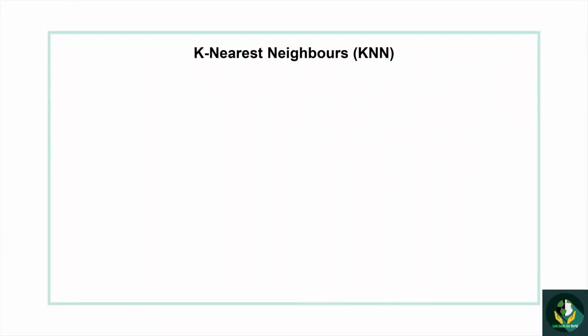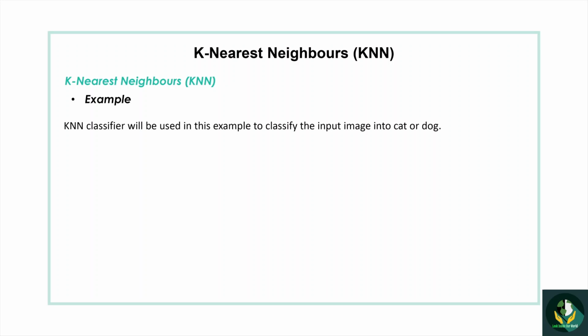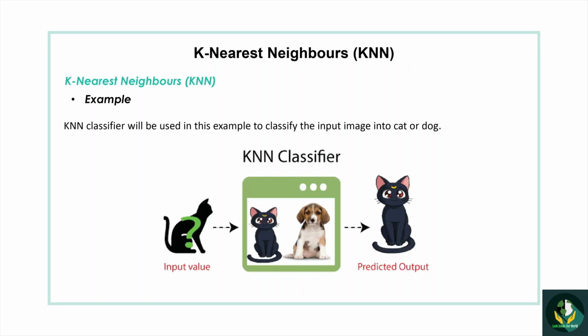Let me now explain to you what k-nearest neighbors are with a simple example. Suppose we have an input image that could be either a dog or a cat. We don't really know. In this example, the input image is more like a cat than a dog.